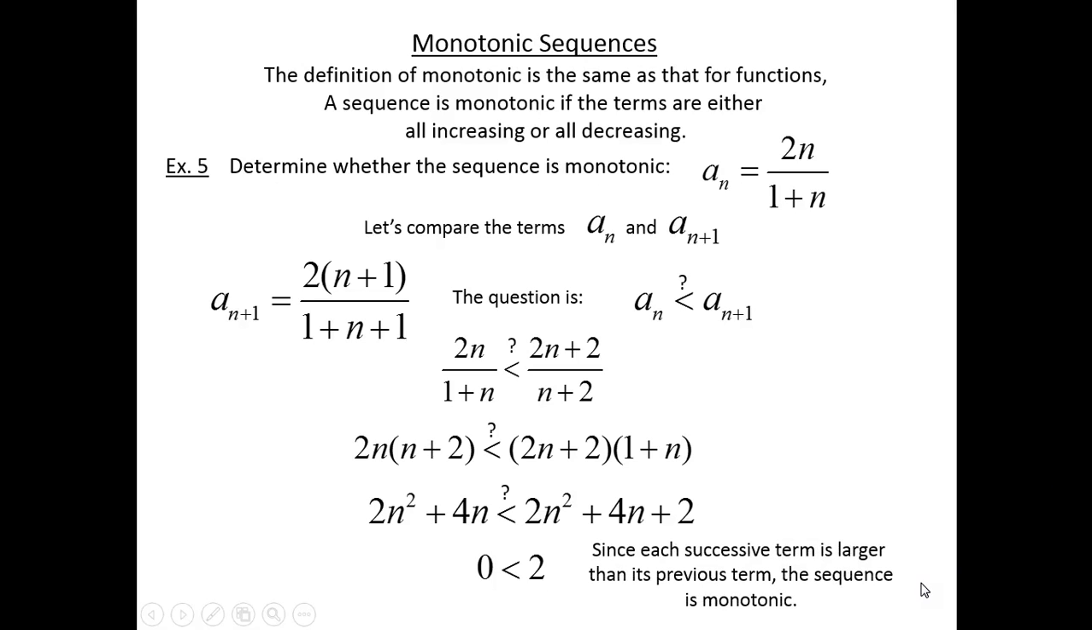So what we're saying here is that each successive term is going to be larger than its previous term. So this represented each successive term, and no matter what n is, since this is always a true statement, each a sub n plus 1 term is always greater than each a sub n term. That means the sequence is monotonic.